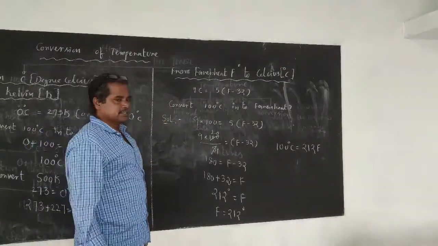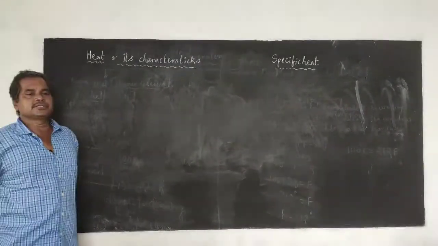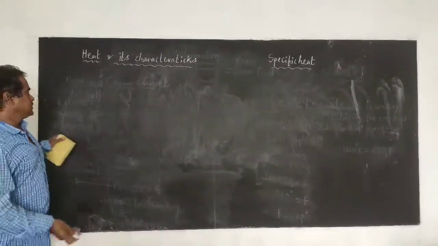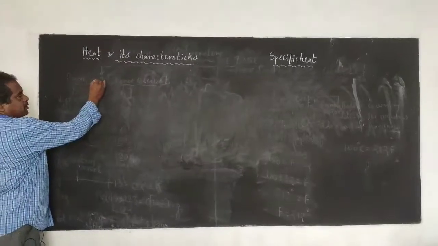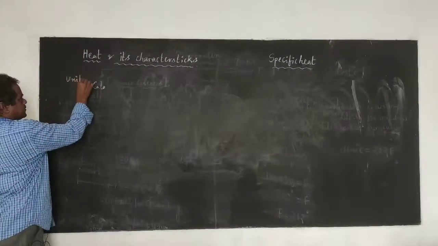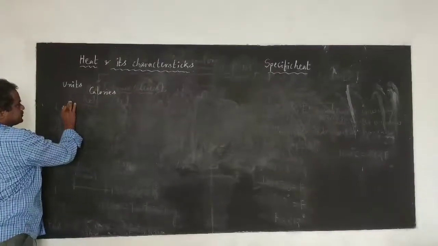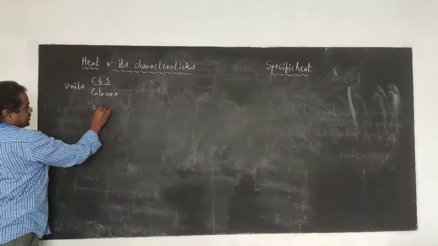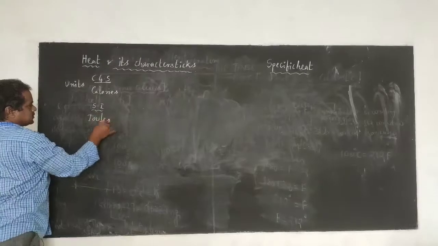into degree Celsius. So heat is one form of energy. It transfers from hotter body to cooler body. So in CGS units, in the CGS method, the unit of heat is calorie. In the SI method, the unit of heat is joules.